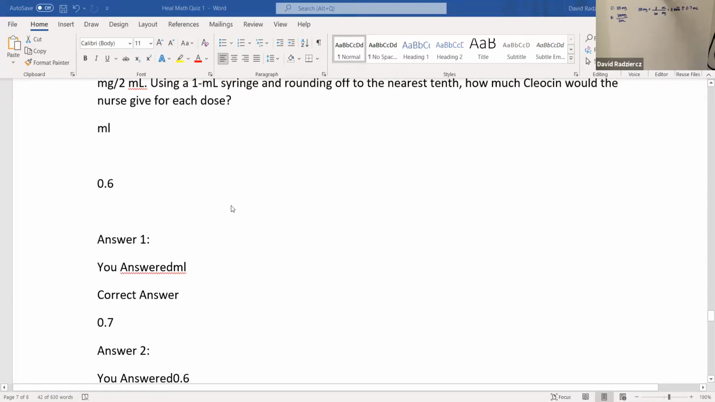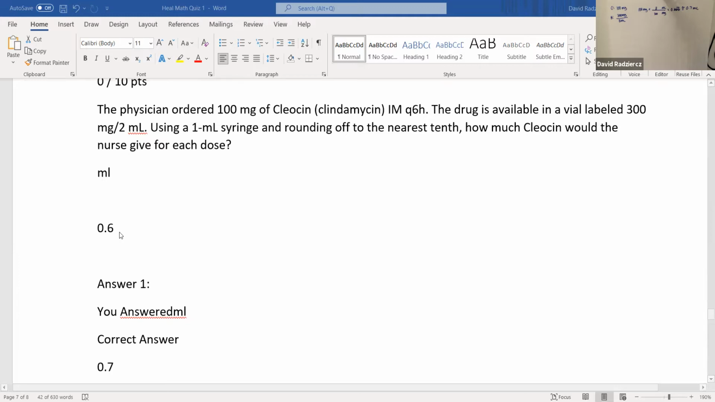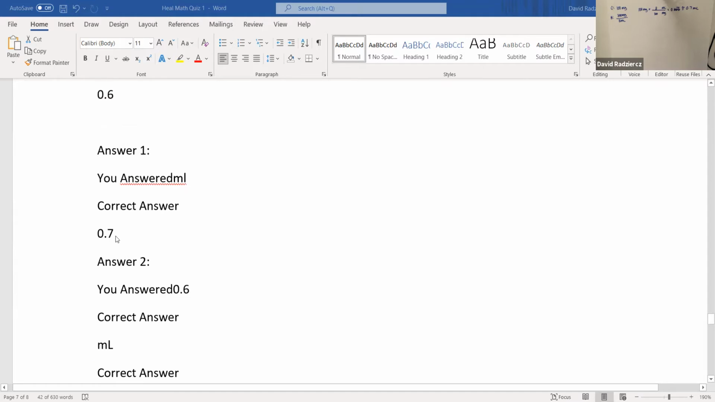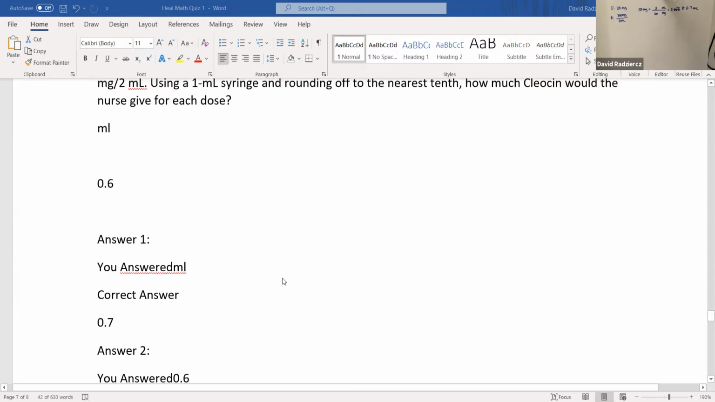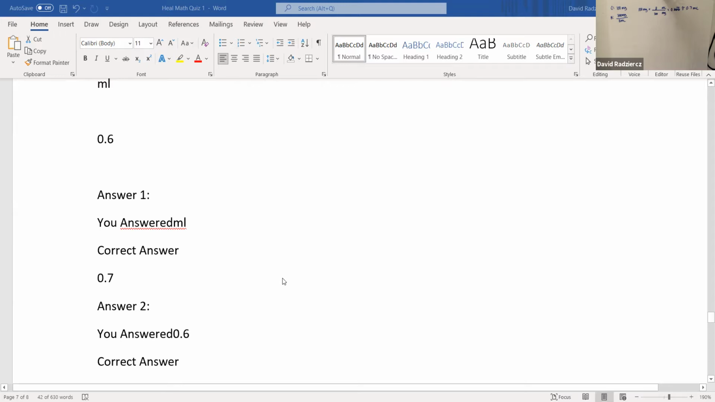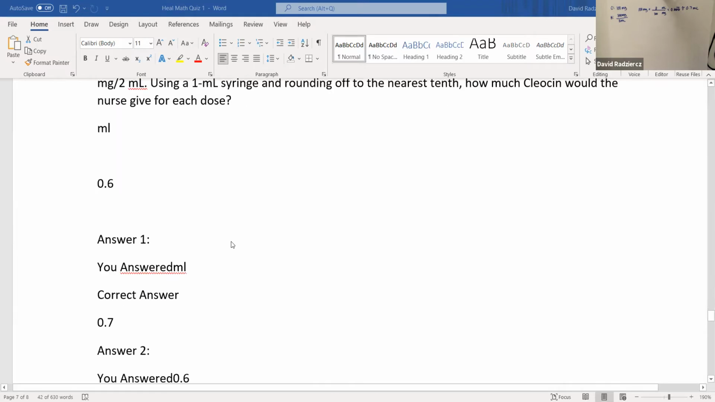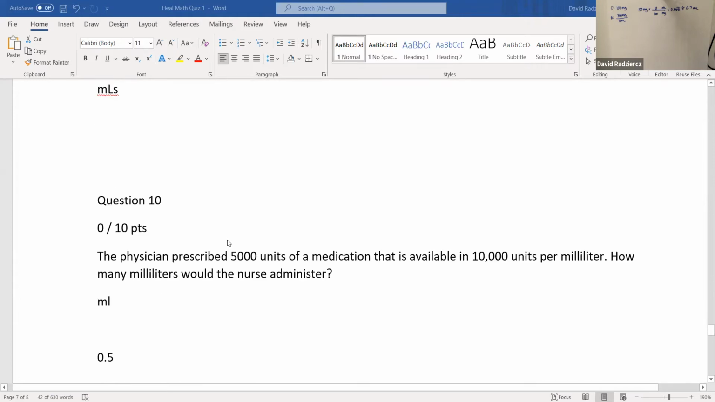The student who answered 0.6 most likely didn't think to round up the answer, which is common. That happens. If you're making that mistake, just know that the correct answer would be 0.7. And the first question was, what is the unit? It would be milliliters. All right, next question.